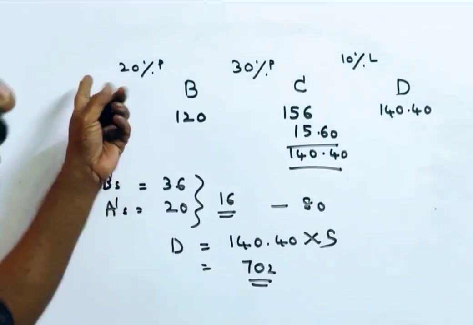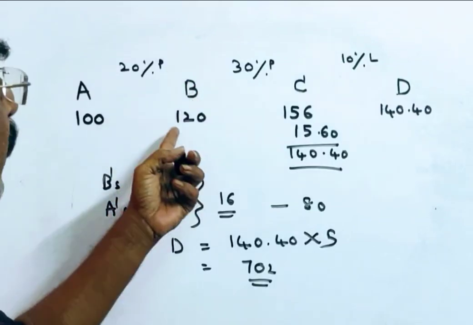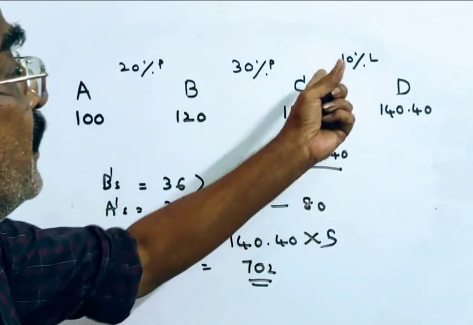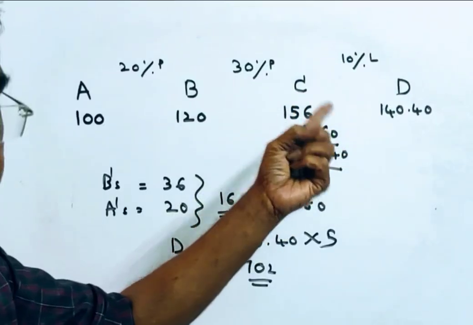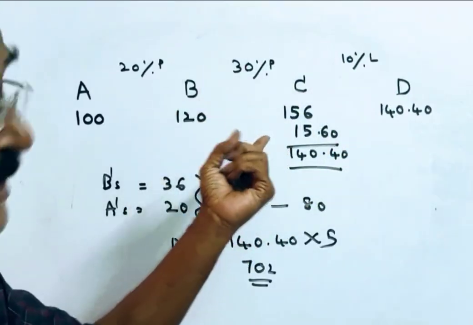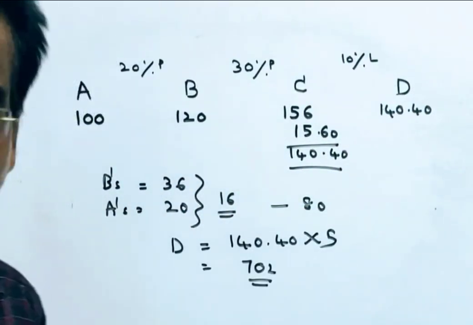In the same way, the cost price for A is 500, the cost price for B, 120 times 5, is 600, and the cost price for C, 156 times 5, is 780. So we can find the cost price of any of these 4 persons. Thank you.